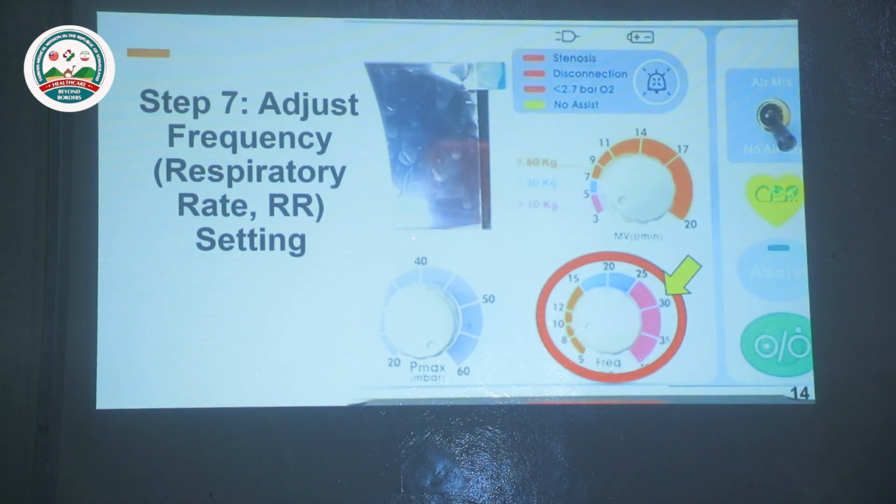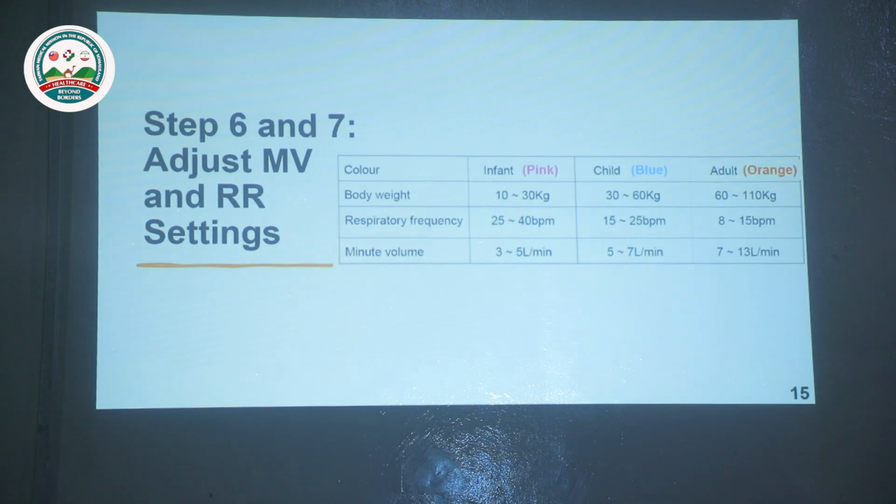And step seven is to adjust the frequency, or respiratory rate. It depends on the color over here. Adult is orange, pediatric is blue, and neonate to pediatric is this pink color. In the manual, they have one scale over here. You can just follow the scale to adjust the minute ventilation setting or respiratory rate setting according to the manufacturer's recommendation. And you can also print this scale and tape it on the ventilator, and directly use the scale to adjust it.